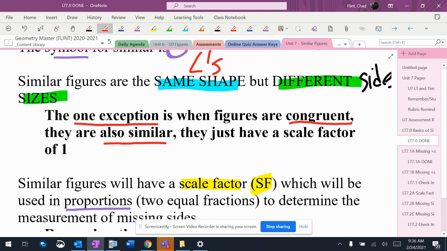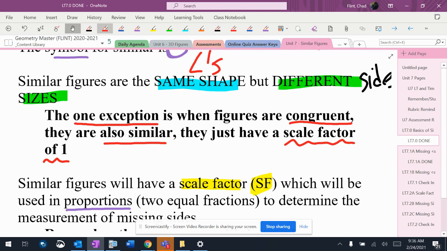And that's kind of weird, because if figures are similar, they're probably not congruent. But any congruent figures are similar. What that means is they'll have a scale factor of 1. We'll talk about this more when we get into the sides. We're going to do angles first, and then we'll deal with sides. So we'll come back to this.